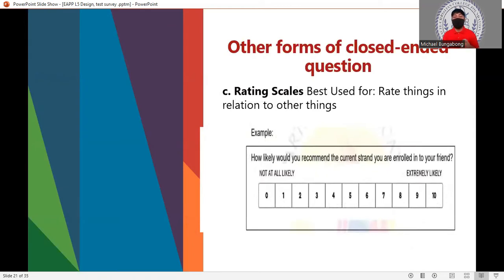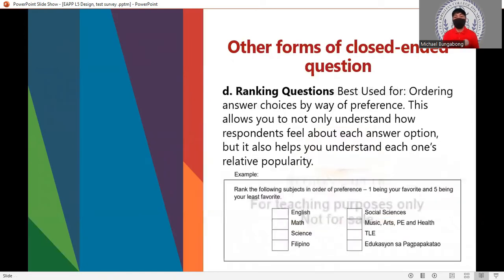Another form of closed-ended question is the rating scale. So this is best used for ratings in relation to other things. You will see here the example: how likely would you recommend the current strand you are enrolled in to your friend? So, not likely to extremely likely. So this is an example of rating scales.